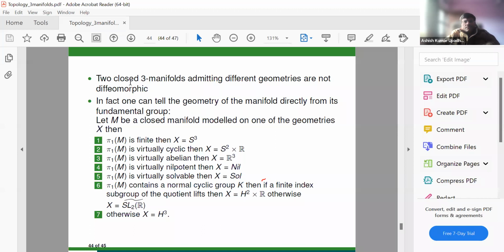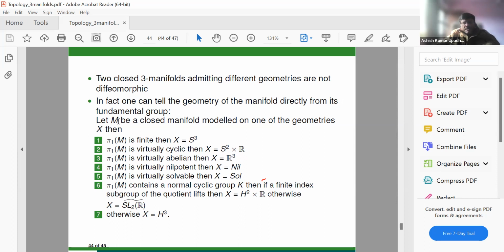Now, what is more important is that, so let me complete this part by mentioning that any two closed three manifolds admitting different geometries are not diffeomorphic. So that is to say that all these 8 geometries are distinct. Okay. And the important part is that in fact, one can tell the geometry of a manifold directly from its fundamental group. If I know the fundamental group, then we can just tell what the geometry will be.